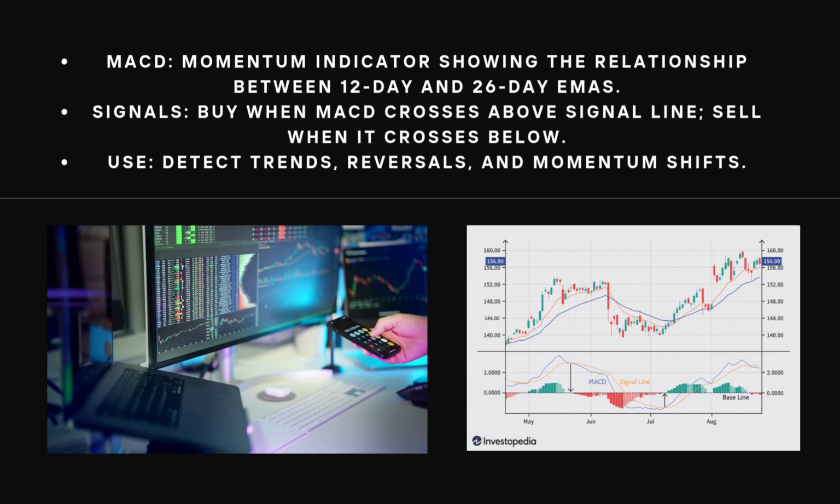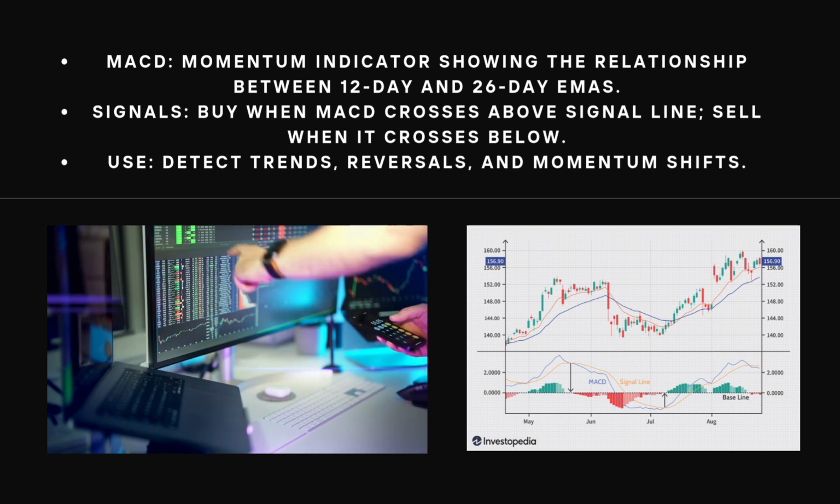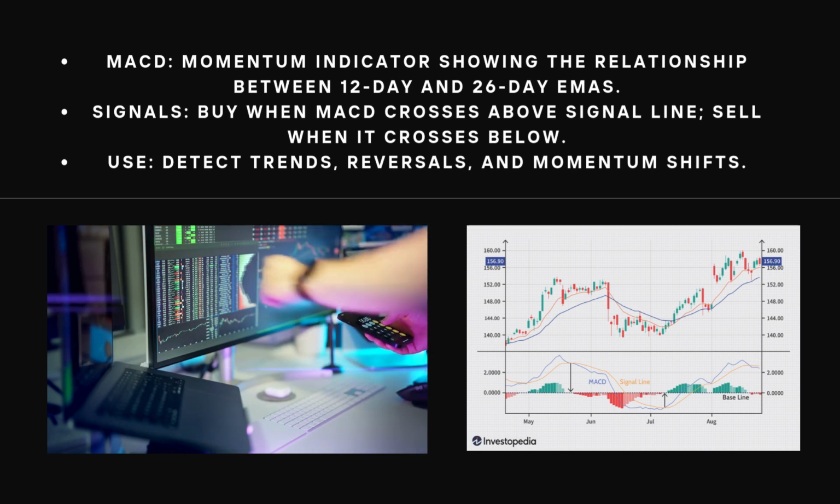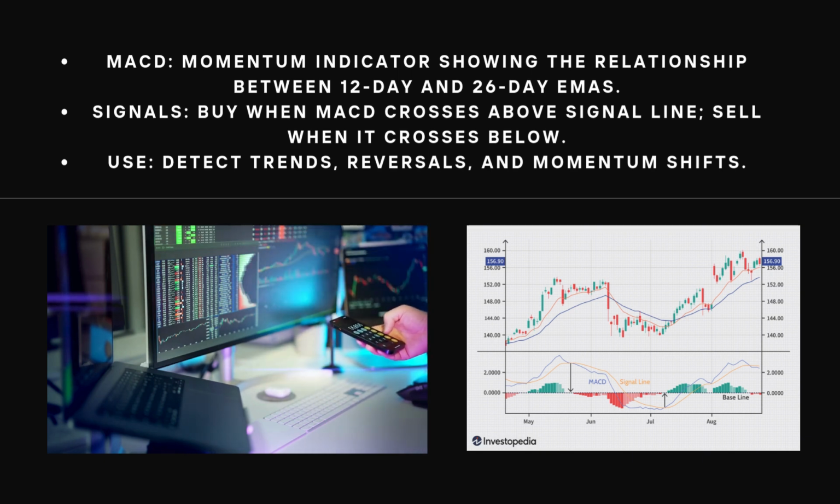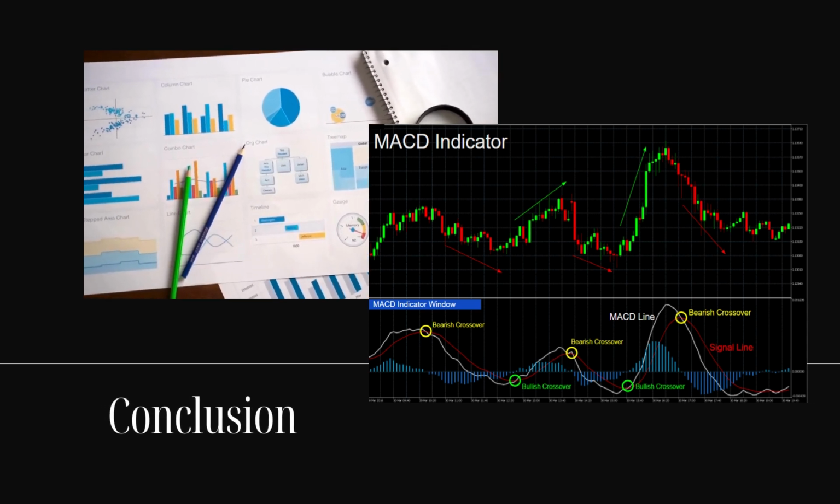How to use MACD. Crossover signals. When the MACD line crosses above the signal line, it indicates a potential buy signal. When it crosses below, it indicates a potential sell signal. Divergences. Similar to RSI, divergences between the MACD and price movement can signal trend reversals. Practical example. If the MACD line crosses above the signal line while the histogram turns positive, it may confirm the start of an uptrend.